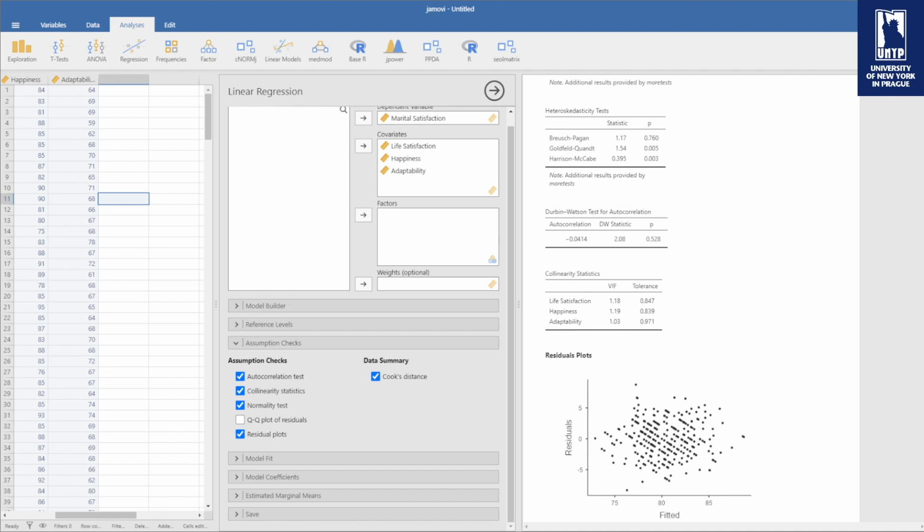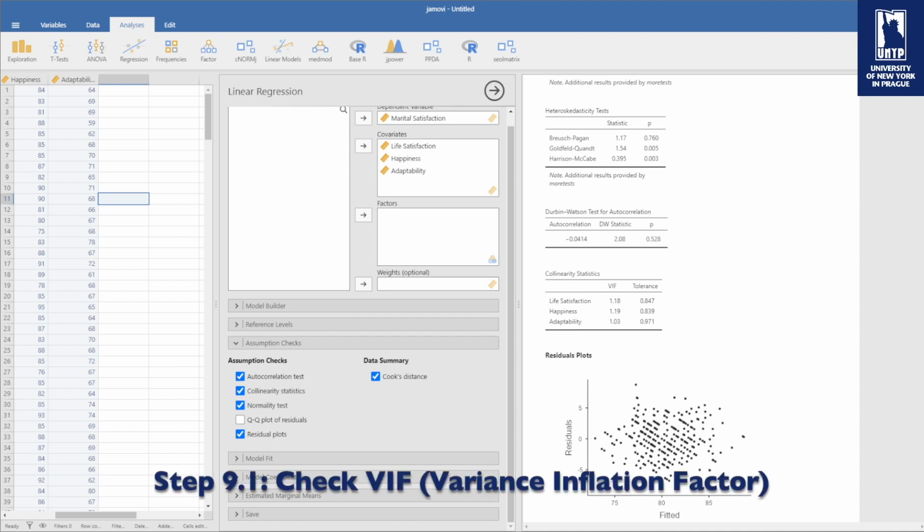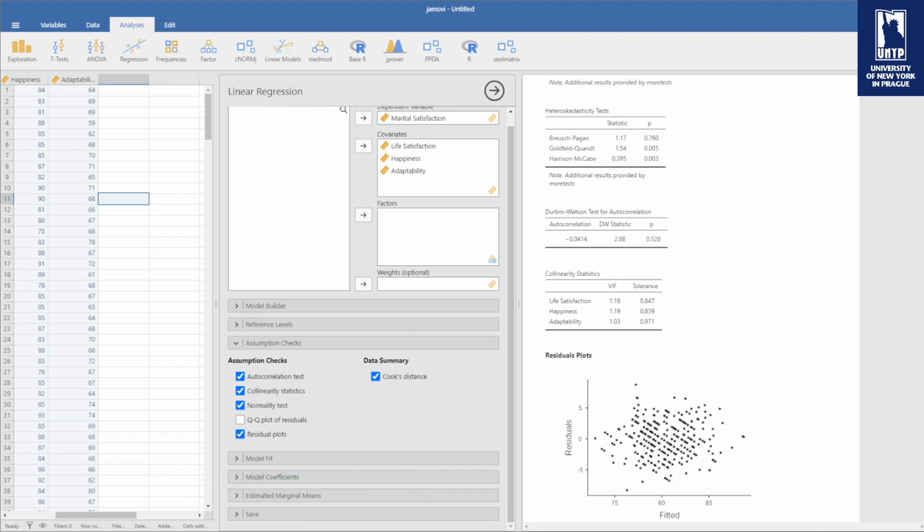So, how do we check it? We check the VIF, which stands for variance inflation factor, and this VIF value should be less than 10. So in this case, we have all scores way below 10, and that is completely fine. Otherwise, you can also check tolerance, and the tolerance value should be above 0.1. In our case, they're all well above 0.1, so it is fine.